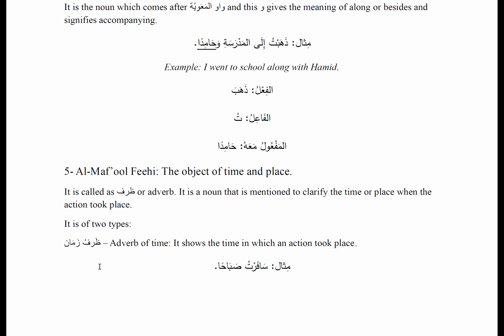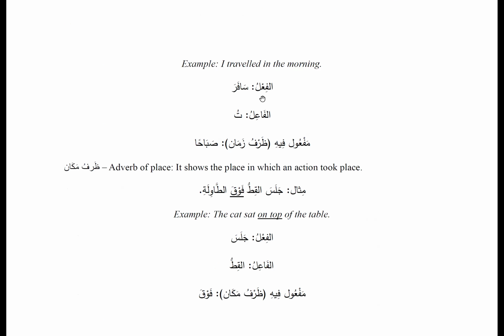So we have an example here. It is of two types, as we said: dharfu zaman, adverb of time, the first one, and the other one is dharfu makan. Now this shows the time in which an action took place, as for example, safartu sabahan, I traveled in the morning. When I say I traveled, it's a verb and the doer. When did the action take place? Sabahan, in the morning. Fi'l is safara, tu is the fa'il, and the maf'ul fihi, the dharfu zaman, is sabahan, in the morning.